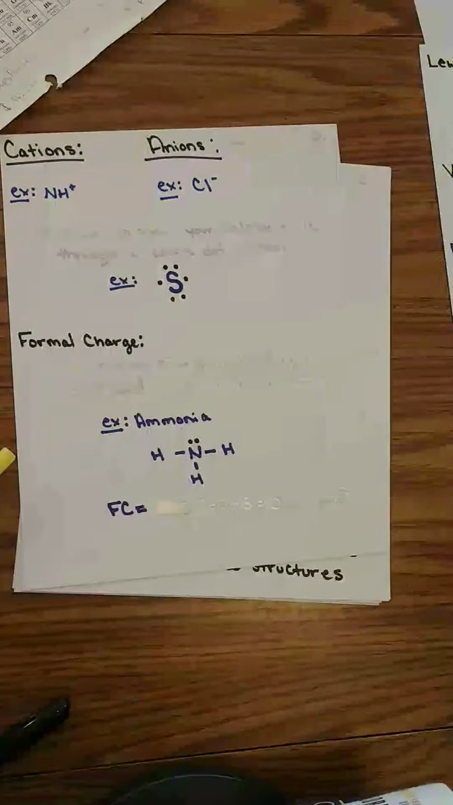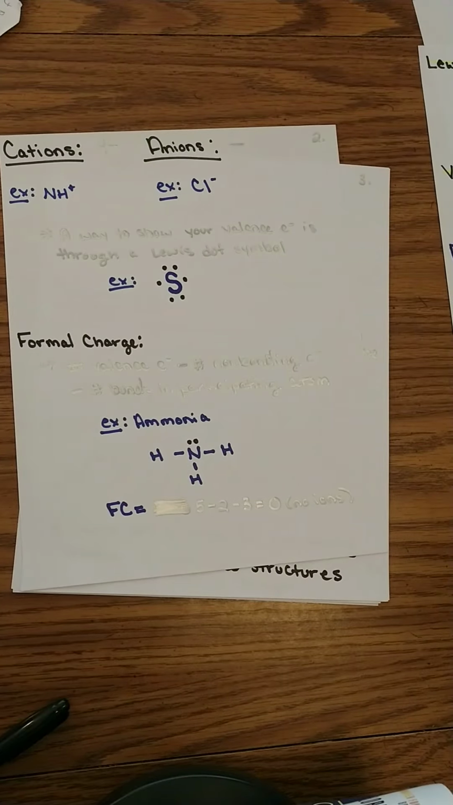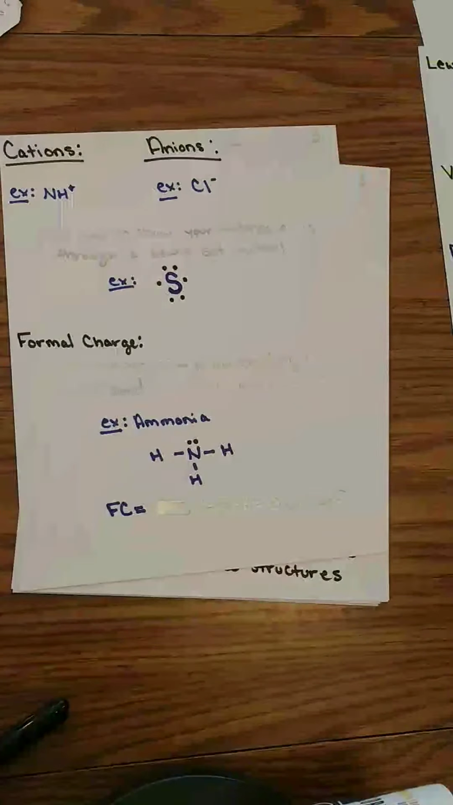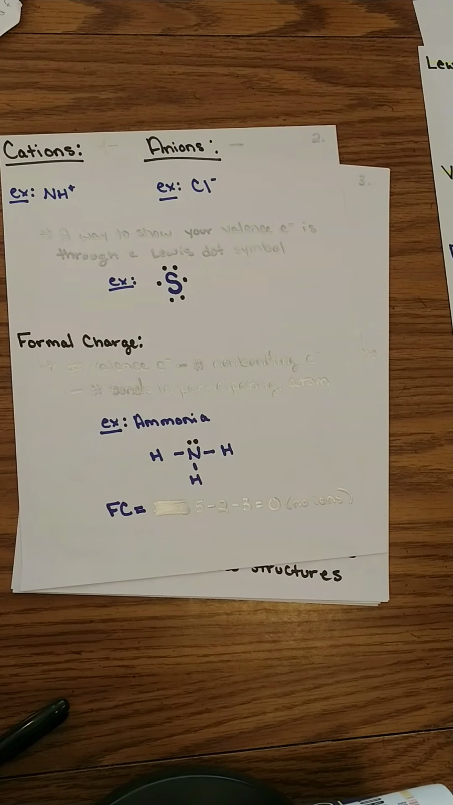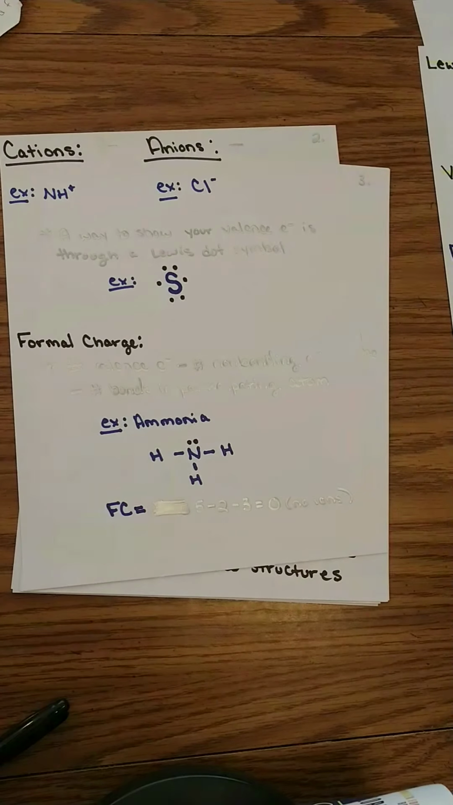Again, with bonding, there are ionic and covalent bonds. Ionic bonds are metal and non-metal bonding. Covalent is 2 non-metals bonding.